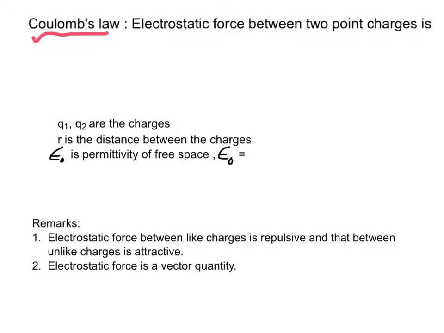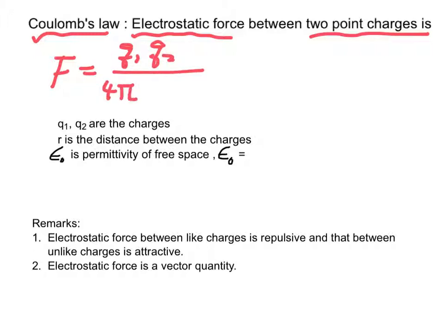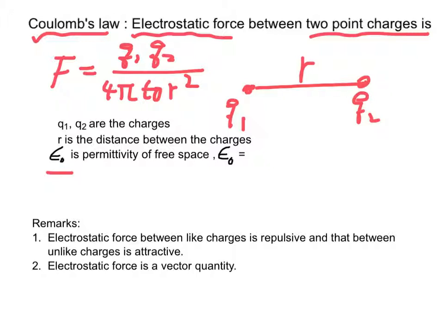Coulomb's law states that the electrostatic force between 2 point charges is F equal to Q1 Q2 over 4 pi epsilon R square, where Q1 and Q2 are the charges, R is the separation between the charges, and epsilon is the permittivity of free space, with epsilon equal to 4 pi times 10 to the power negative 7 Coulomb square per meter square per Newton.